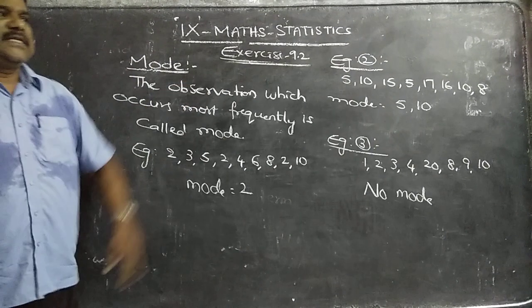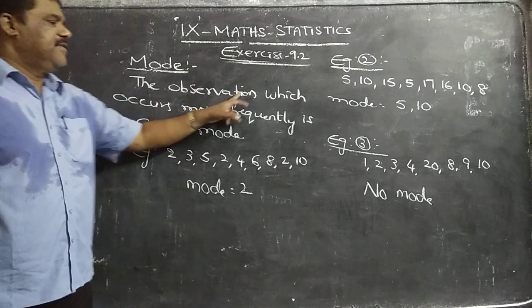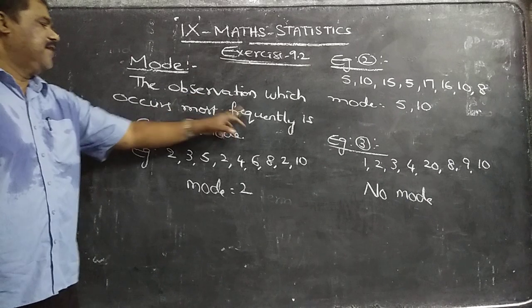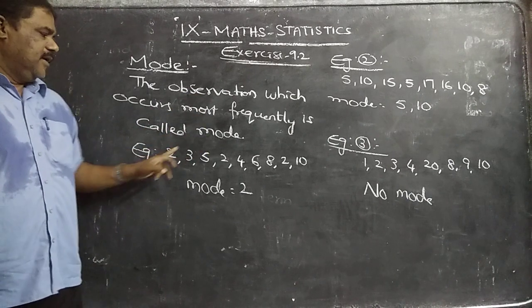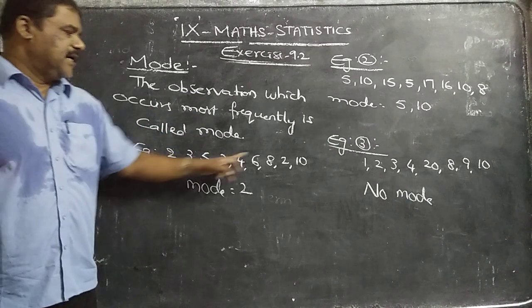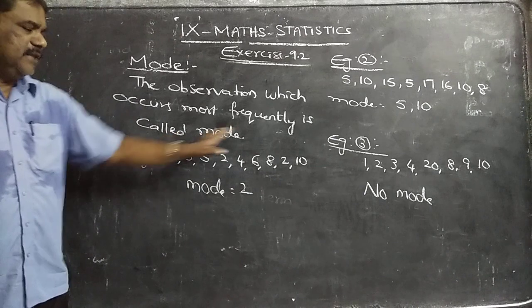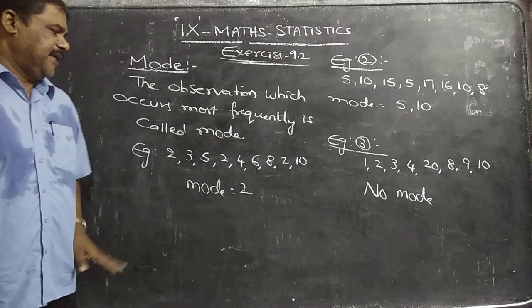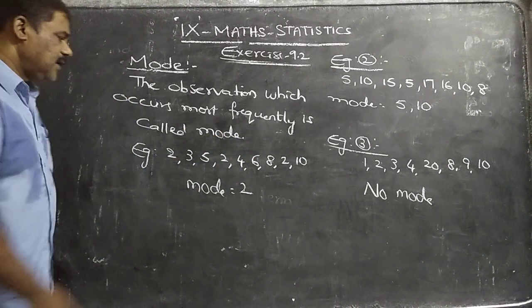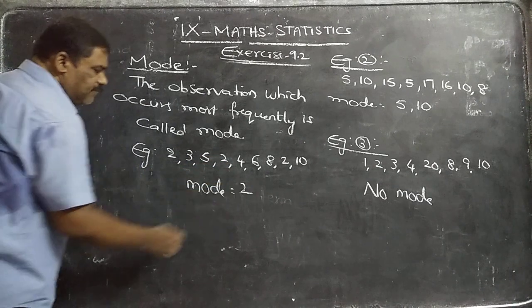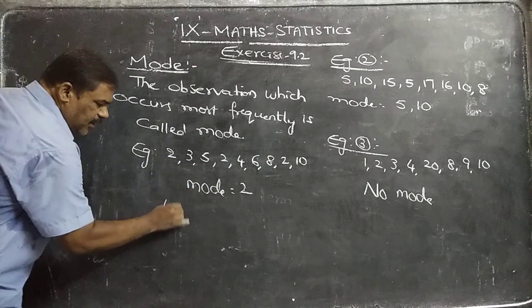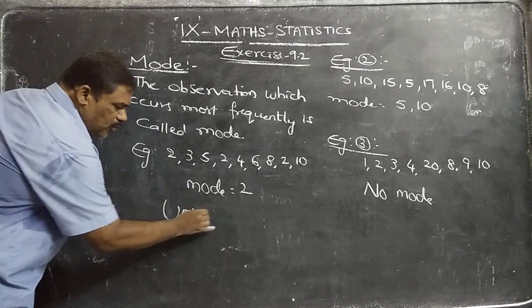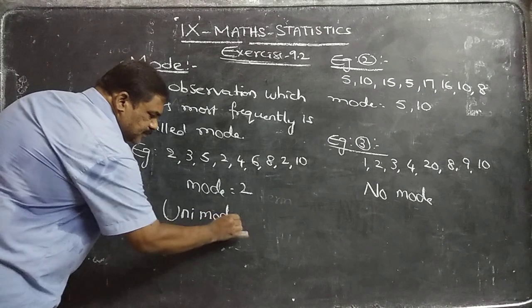So from these examples we can say that the observation which is occurring most frequently is called mode. So in this, 2 is occurring 3 times, there is no other number which is also occurring 3 times, so mode is 2. In a data, if only one value is there for mode, we call it unimodal data.